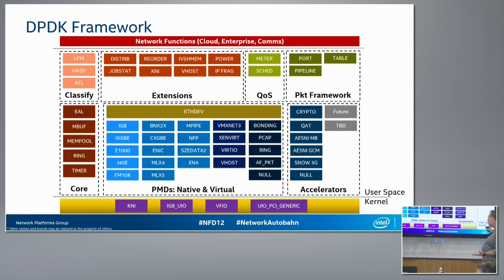So that's really the big picture, I guess, and it supports all of these pieces down here, the virtual functions. We support the generic PCI that's in the kernel, and we also have our own IGB UIO. That's how we steal and manage ports from the Linux kernel and back again. And KNI, the kernel network interface, allows you to move traffic back and forth between an application and the kernel.